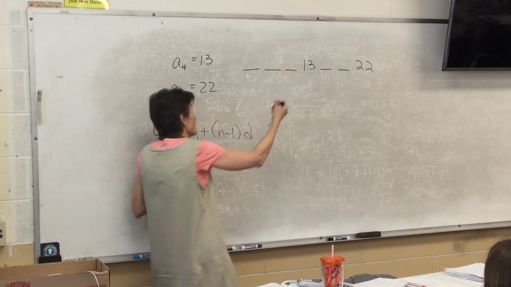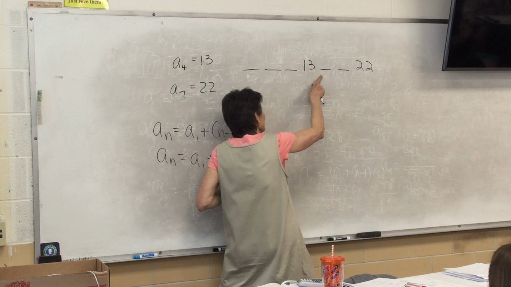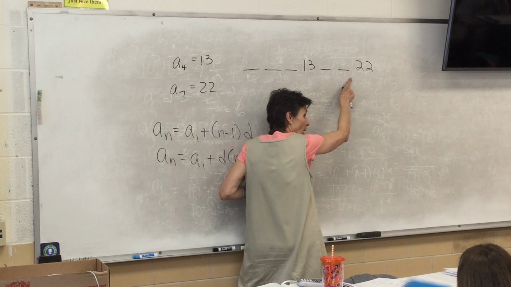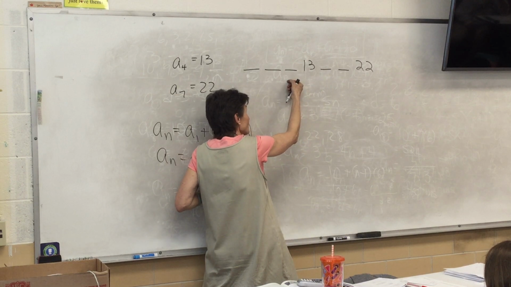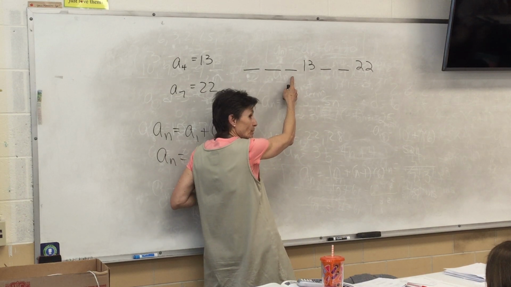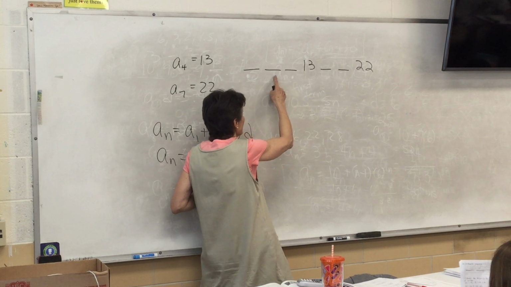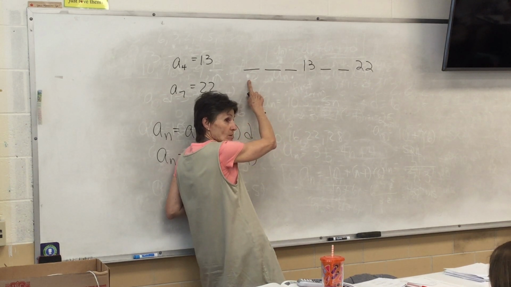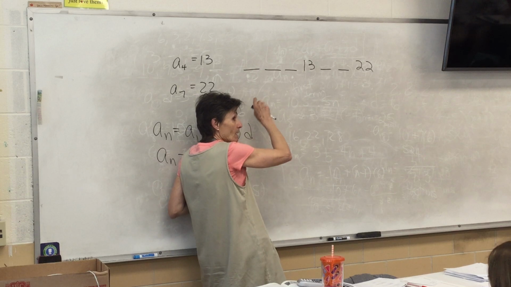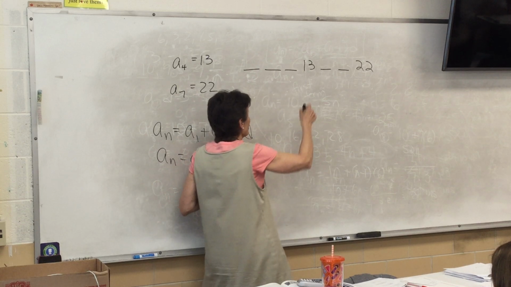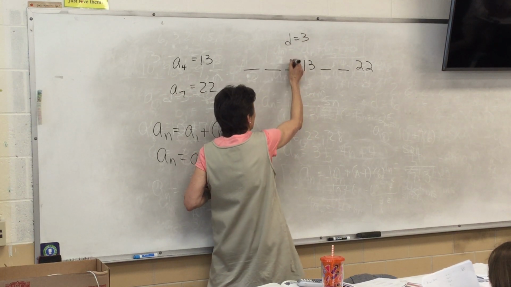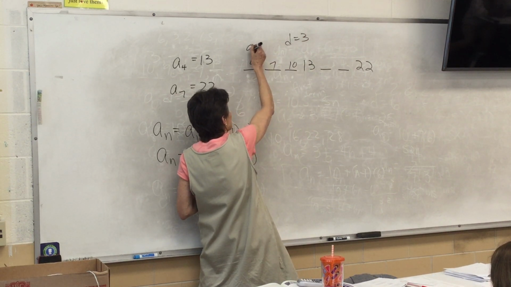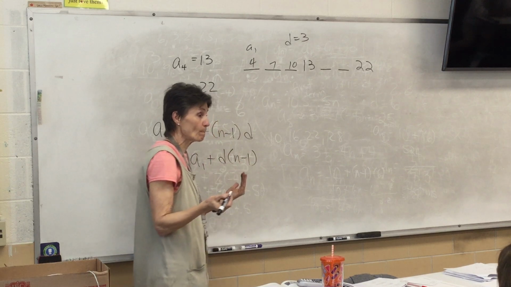Now, if I add 3 to go this way, then how will I go backwards? Subtract 3. So this term would be 10 and 7 and 4. Okay, now, by guessing, Chloe figured out that here's 3, and this is 10, 7, and 4. So A sub 1 is 4. First term is 4.